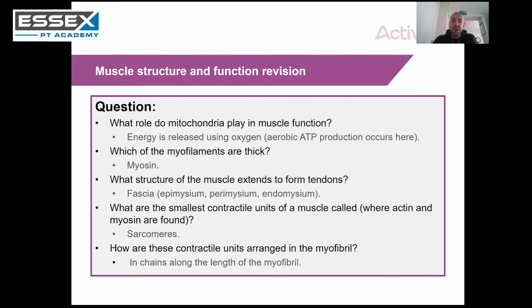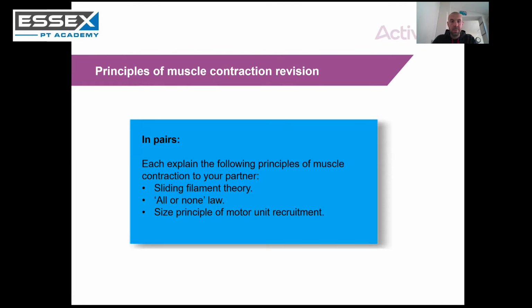So they're arranged in chains along the length of the myofibril. So you'll see chains of sarcomeres with actin and myosin inside them, and that's how the contraction occurs.